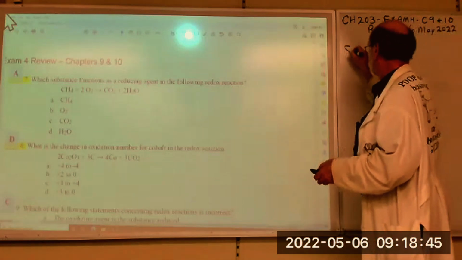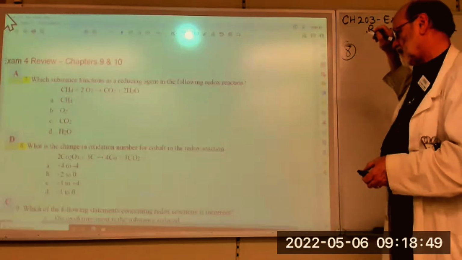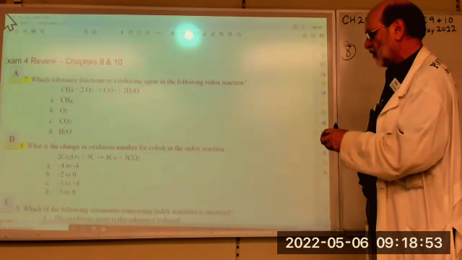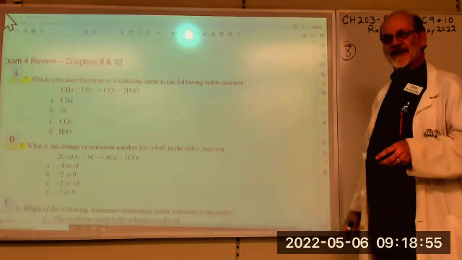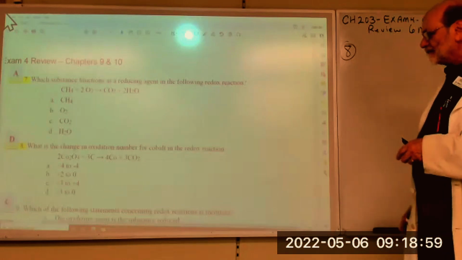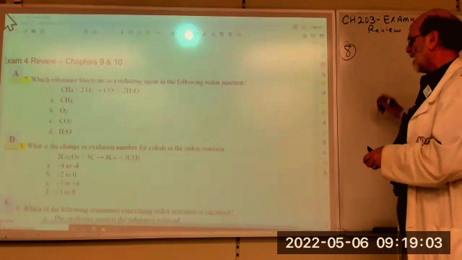Number 8. Okay, look kind of funny for a second. I saw some big O's and some little O's. It's supposed to be that way. Cobalt versus carbon. What's the change in oxidation number for the cobalt in the redox reaction?